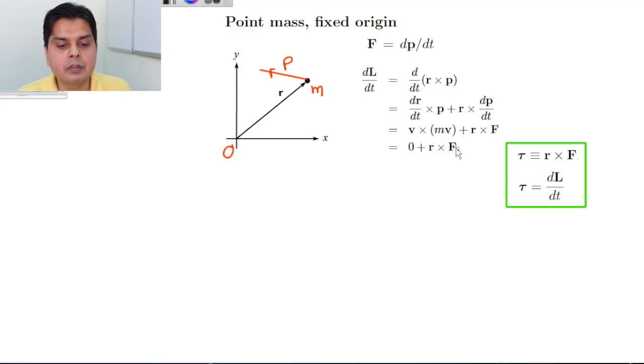So let's give some name to this R cross F, and the name is torque. So torque is defined as R cross F. Basically, what is torque? It is the turning effect of a force. When you are applying a force on something, the object may turn. How much it will turn depends upon this quantity. Torque is equal to R cross F. This is the definition. Using this derivation, I have proved that torque is also equal to dL by dt. Remember, this is for a very special case of a point mass and a fixed origin. Don't generalize this formula for any kind of body, you will fail.